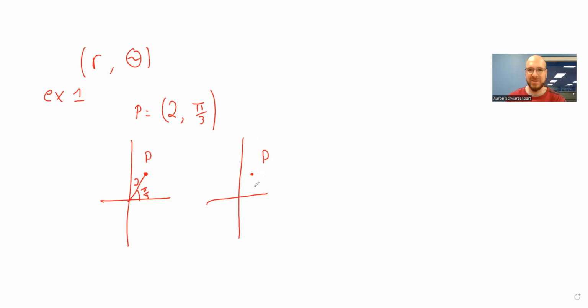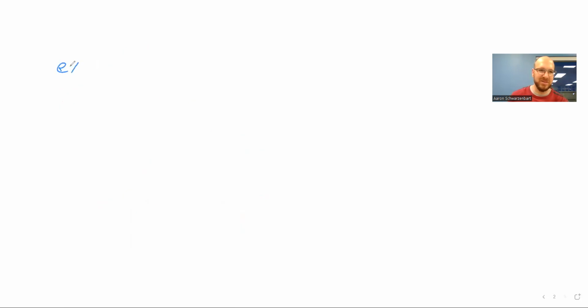Just like we've been doing, positive angles go counterclockwise. Negative angles go clockwise. Finding polar coordinates for a point. This is going to be example 2, and this is going to be finding all polar coordinates, which is a little different. So we've got point P, and it's equal to 3, pi over 3. So radius is 3, angle is pi over 3.